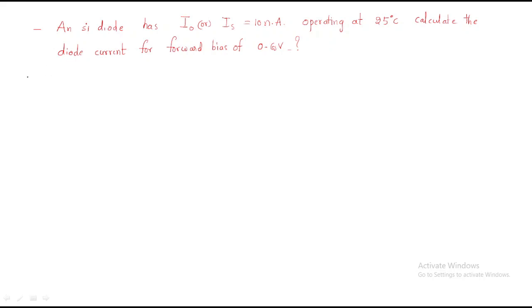First, what is the diode current formula? Diode current is represented with the ID. ID equals I0 e power VD by N VT minus 1. So here ID is the diode current. I0 is the reverse saturation current.